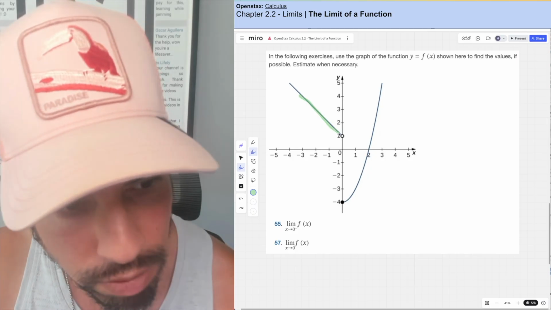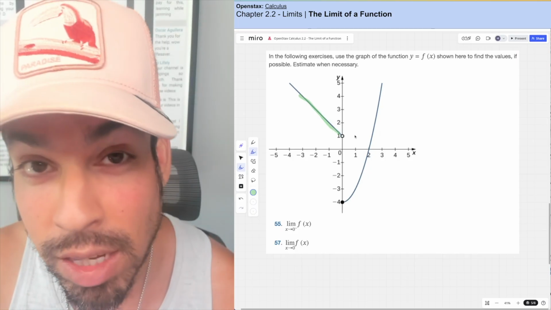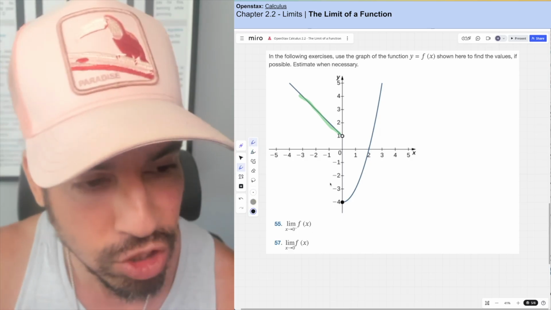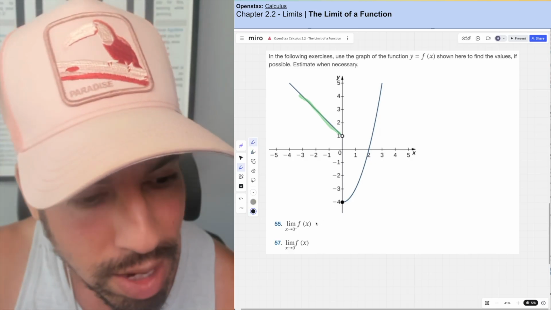What is it approaching from the left-hand side? It looks like it's approaching 1. It never hits 1, but that's okay. It's not asking what's the function value at 0. It's saying what is it approaching from the left, and it is approaching 1.